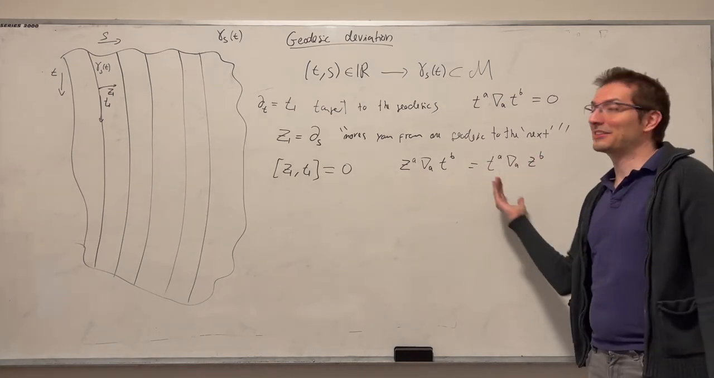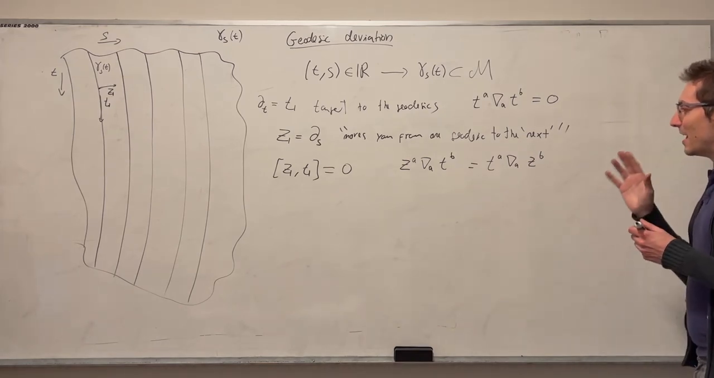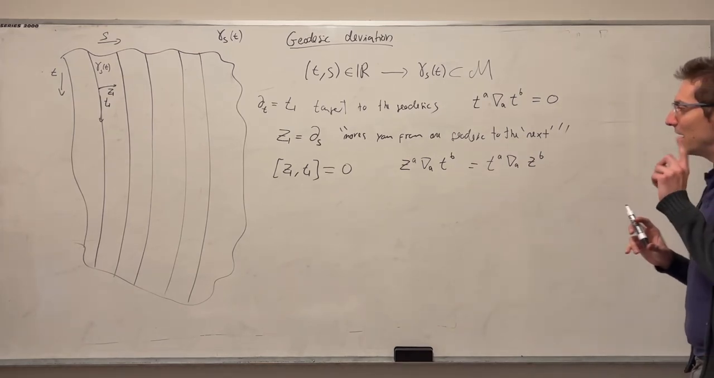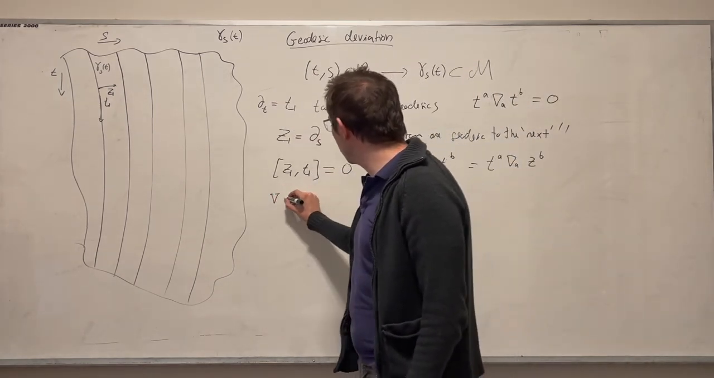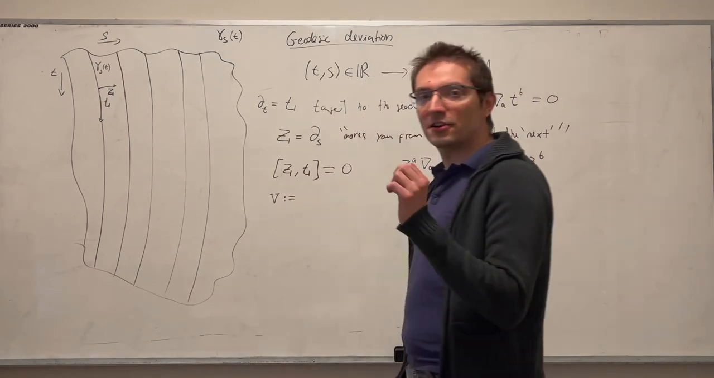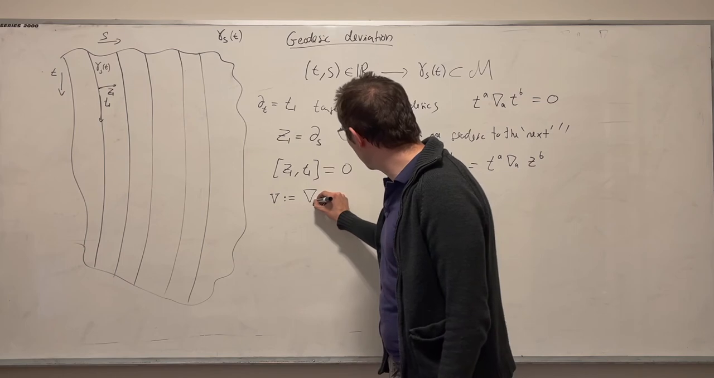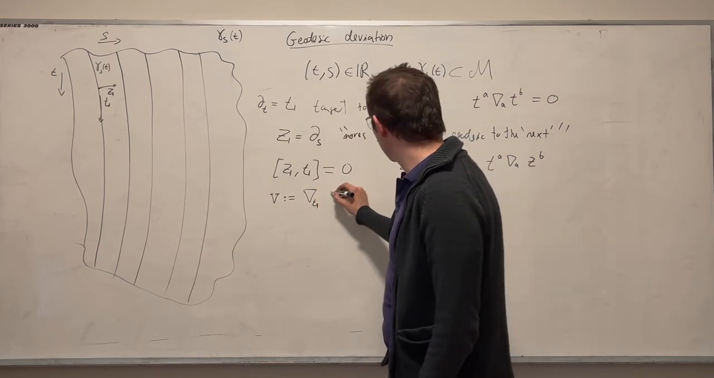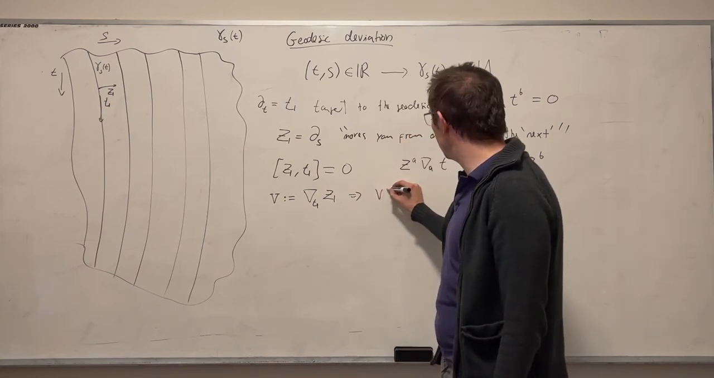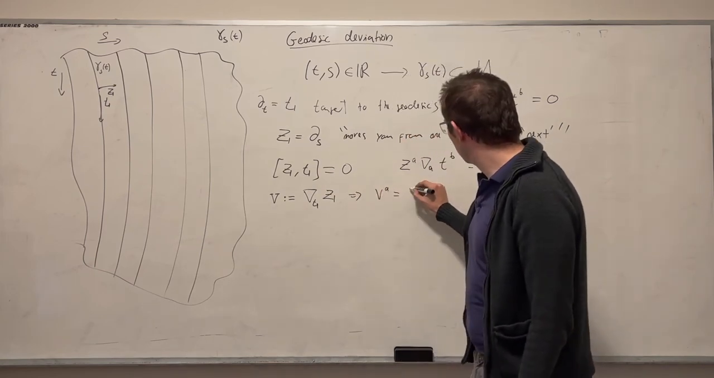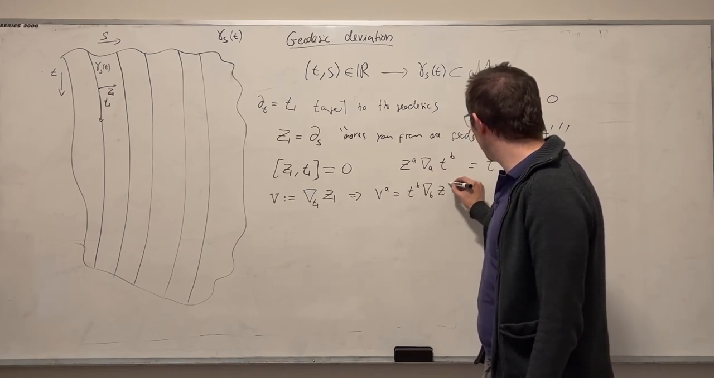Which I don't mind leaving as an exercise to prove, because it's extremely easy with what we already know. Now, the next thing that we have is I'm going to define a vector, I'm going to call it V. So this vector V, I'm going to define it as the following. It's going to be the directional derivative in the direction of the geodesics of the vector z. Or in coordinates, that means that V^A is going to be equal to T^B, covariant derivative B, z^A.